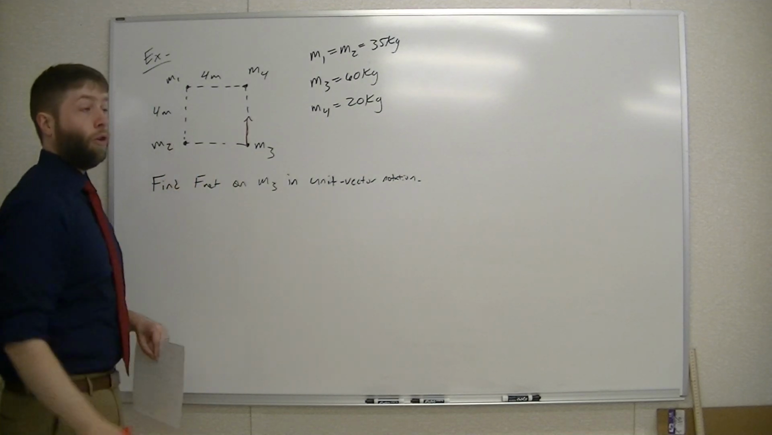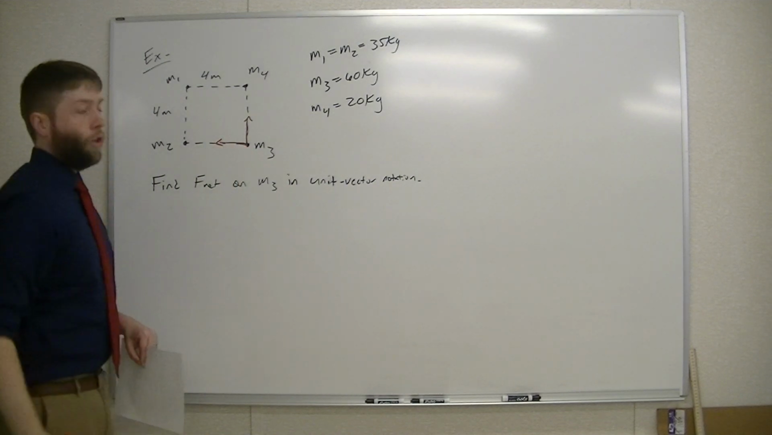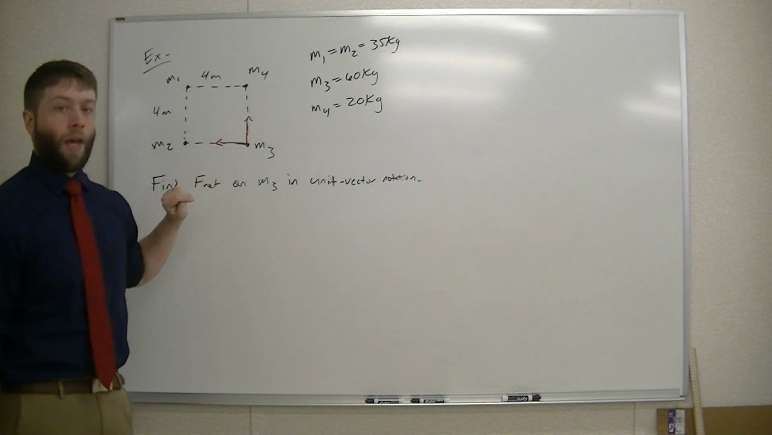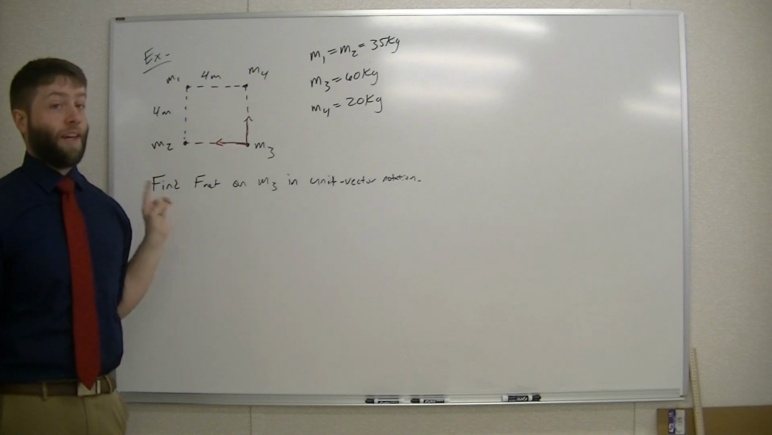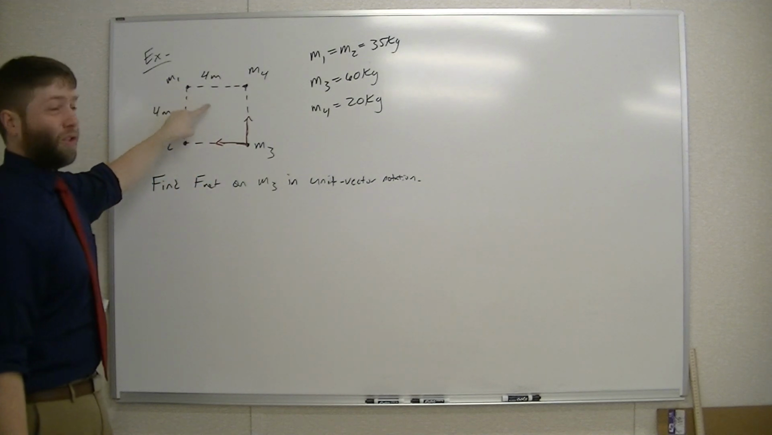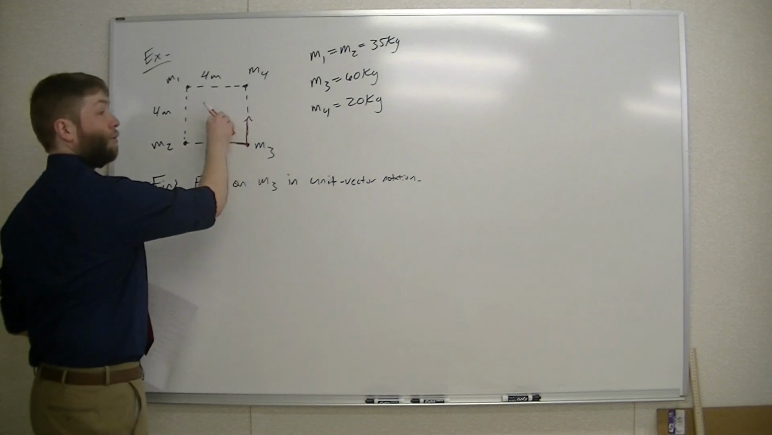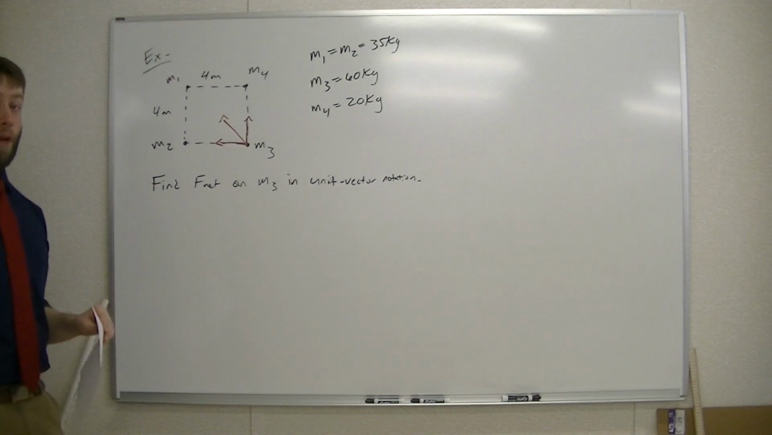M3 is also going to be pulled to the left by M2. Okay? So those two guys are very straightforward. I know the distances between those two guys, and one points directly up, one points directly left. That's nice and easy. This right here is the hard one. M1 on M3 is going to pull M3 up and left. So M3 is going to be pulled up and left right there.